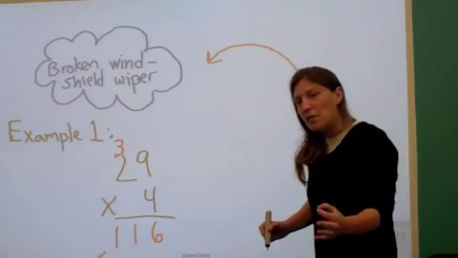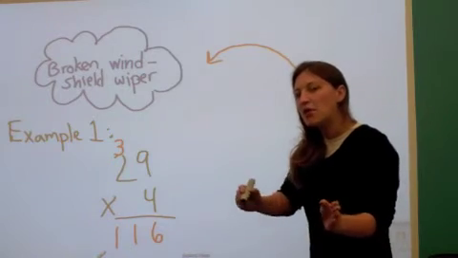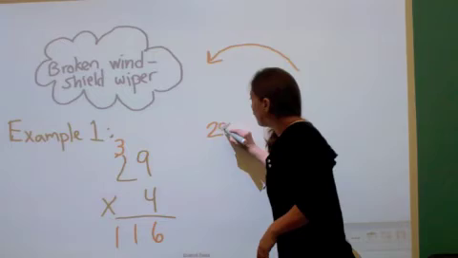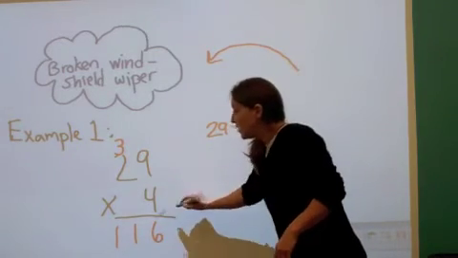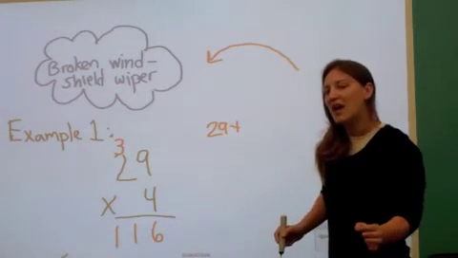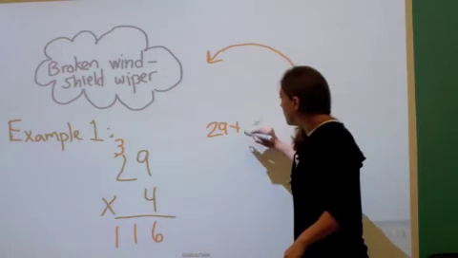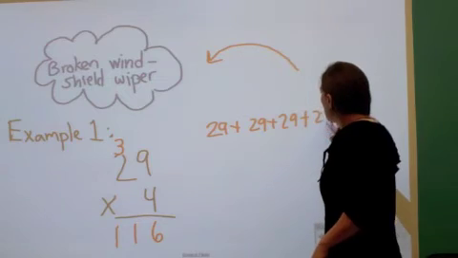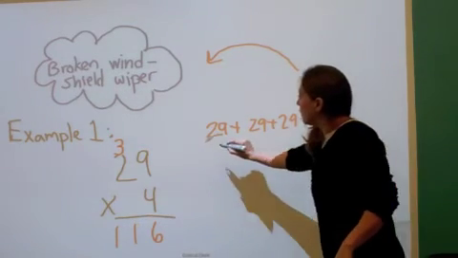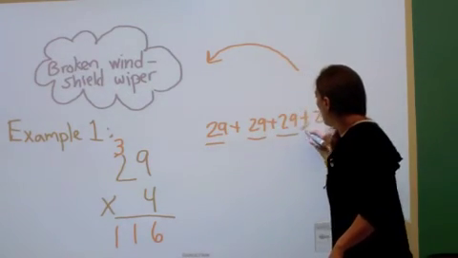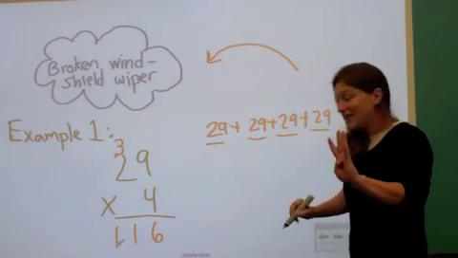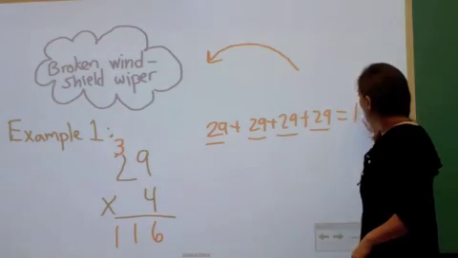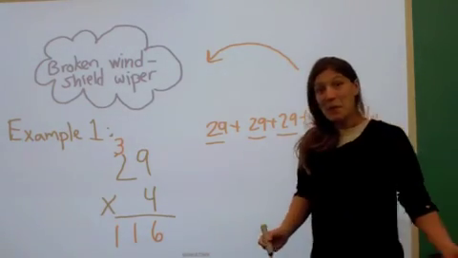116. Now remember, the multiplicand is the number that repeats itself. So 29 is going to repeat itself 4 different times because the multiplier tells us how many times we're multiplying it. So we have 29 plus 29 plus 29, 4 times 29 equals 116. Pretty awesome.